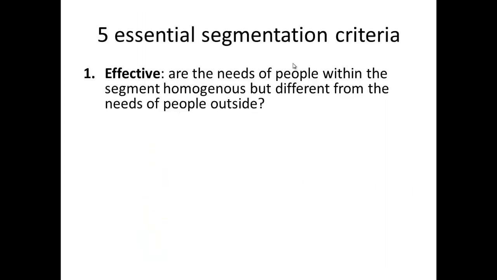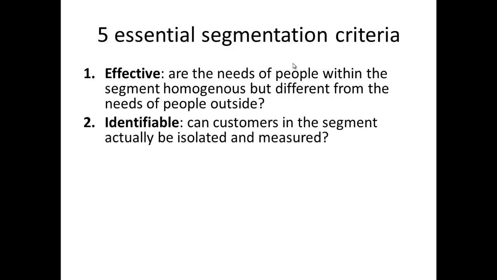The first one is: is it effective? Are the needs of the people within the segment homogeneous, but different from the needs of people outside? So, businessmen might want to buy this book for status, to show off to their friends or give it as a present, a gift item. Food lovers might buy the book for learning to cook, a special way of cooking. So those are clearly different needs and different criteria. So there could be different segments. Business people are really different from food lovers, as we all know.